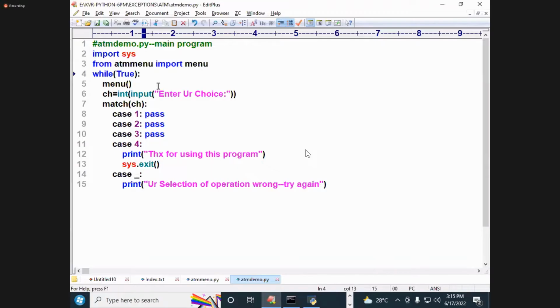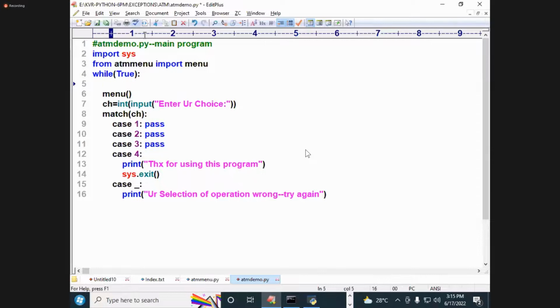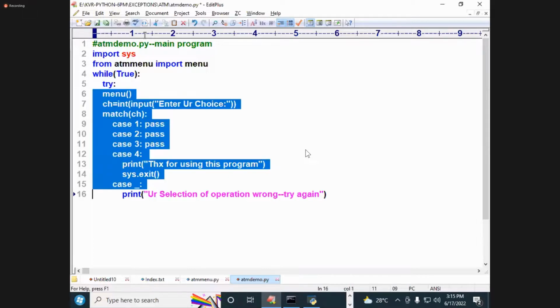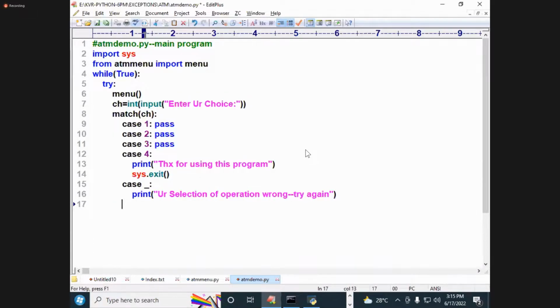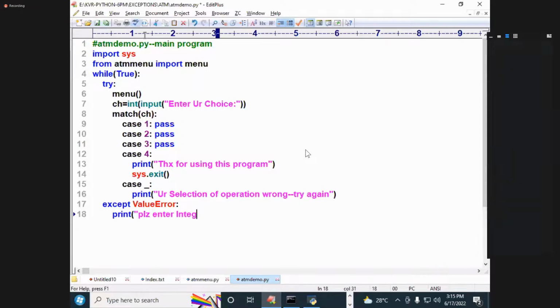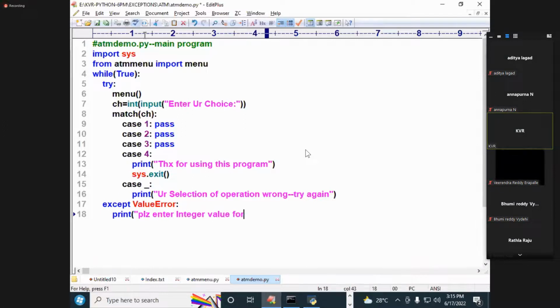If you want to write above the while loop, you can write. If you want below the while loop also, you can write. It is up to you. I am writing. Try. Say what? Come on, fast. I am writing here. Except what error? Value error. Please say what? Please enter numeric integer value for choice. Integer value for what? Choice. See, students, how strong a program we do.